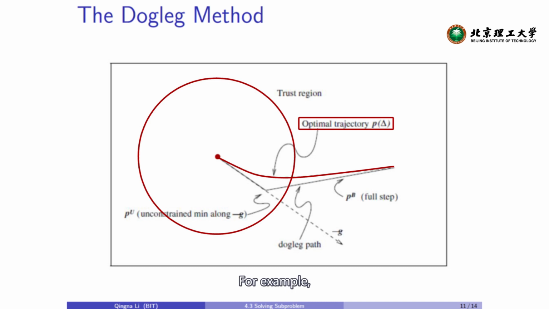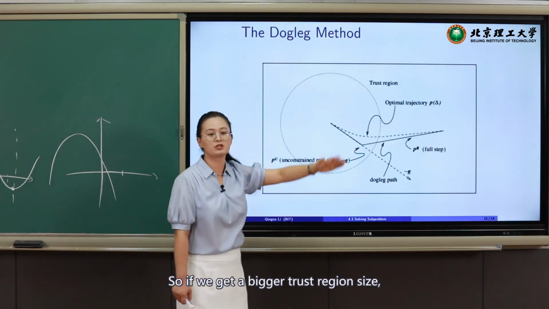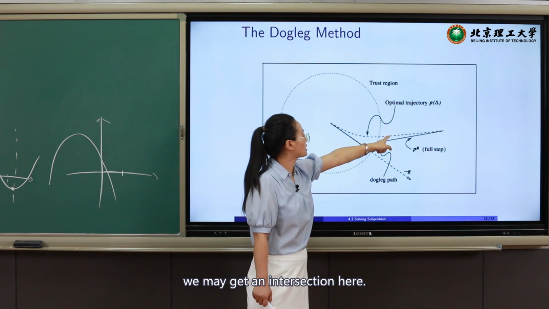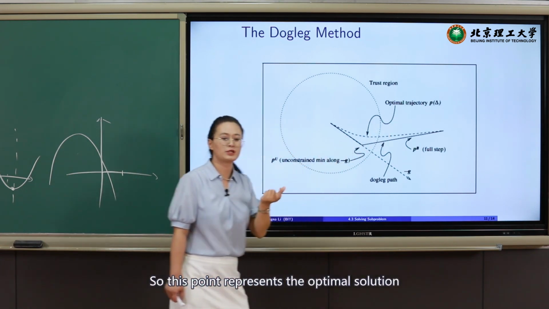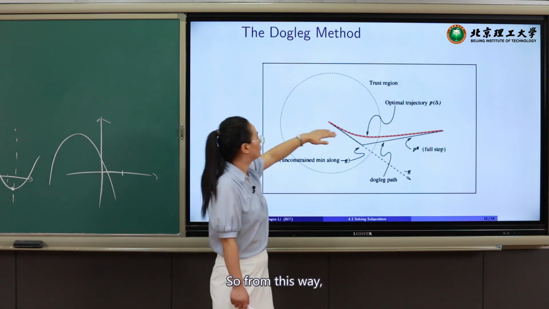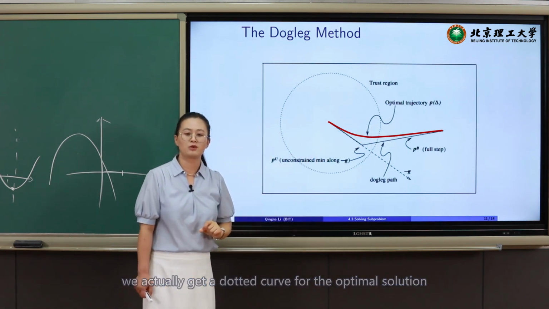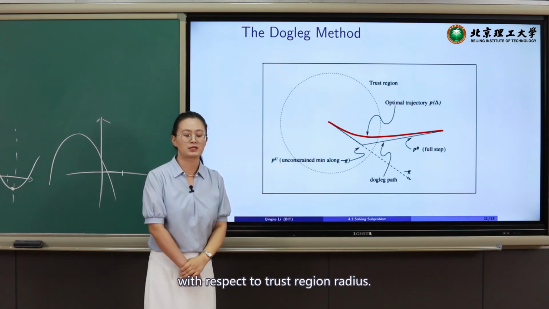For example, if I draw a trust region circle here, the intersection with this curve represents the optimal solution of the subproblem, which will be here, okay? If we get a bigger trust region size, we may get an intersection here. So this point represents the optimal solution of the subproblem. In this way, we get a dotted curve for the optimal solution with respect to the trust region radius.